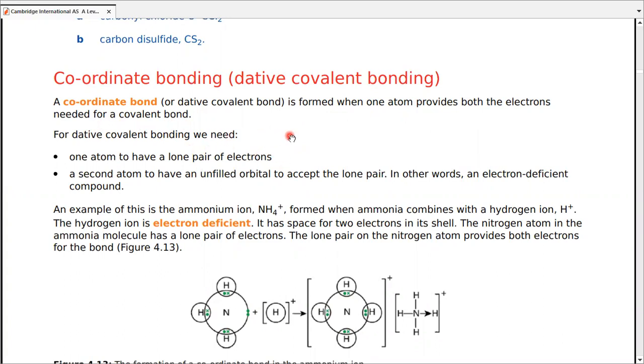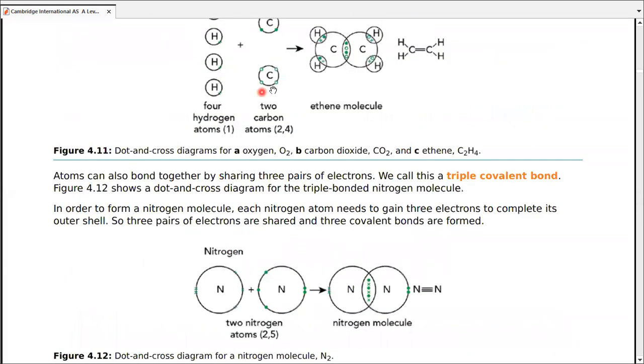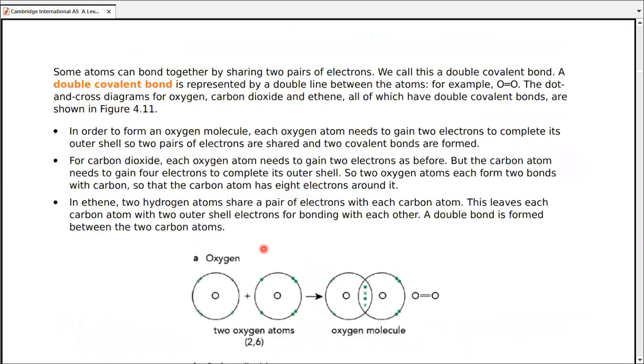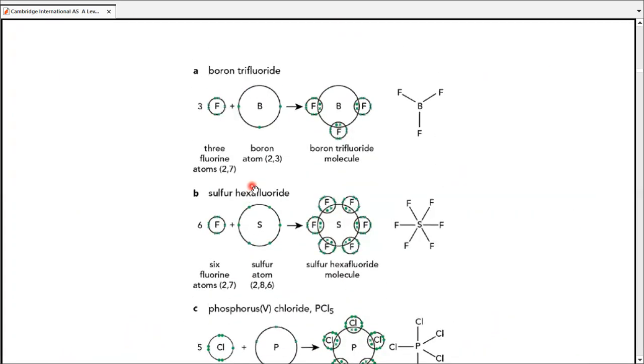For dative covalent bonding, what we need is one atom to have a lone pair of electrons, and that entire lone pair would be shared. The second atom needs to have unfilled orbitals except the lone pair. In other words, an electron deficient compound. All right. So remember, let me just give you a quick review. Electron deficient compounds were the compounds which had some electrons deficient because their octet was non-complete.